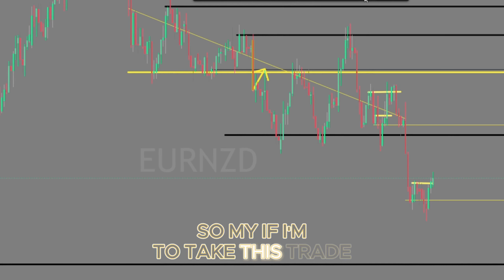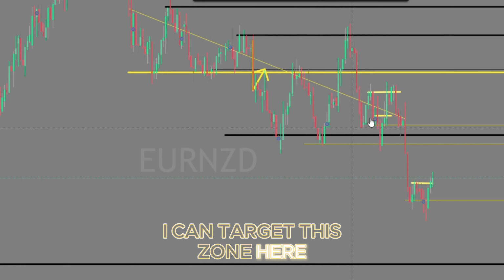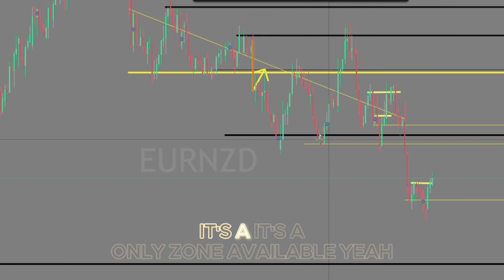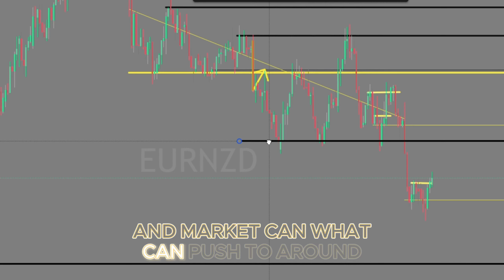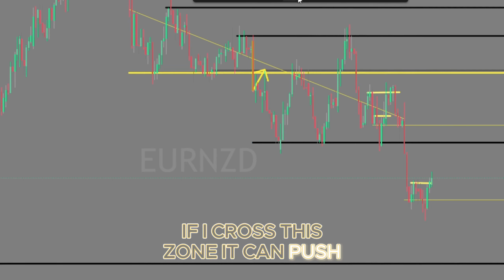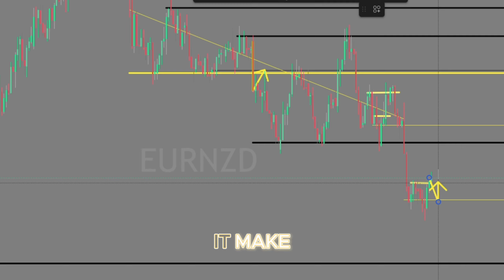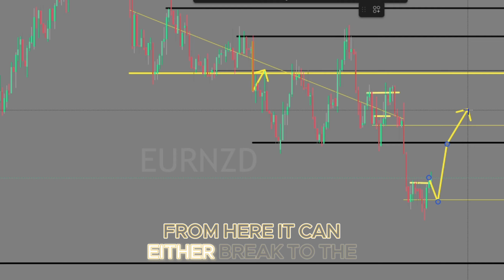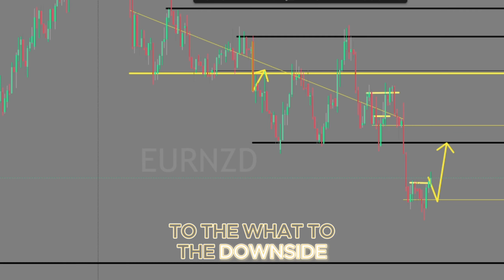So if I'm to take this trade, I have to put a target. I can target this zone here, because it's the only zone available. And the market can push to around this zone here. If I trust this zone, it can push towards here. It makes a retracement, and then it pushes around there. From here, it can either break to the upside, or it can continue to the downside. Yeah, it's up to you.